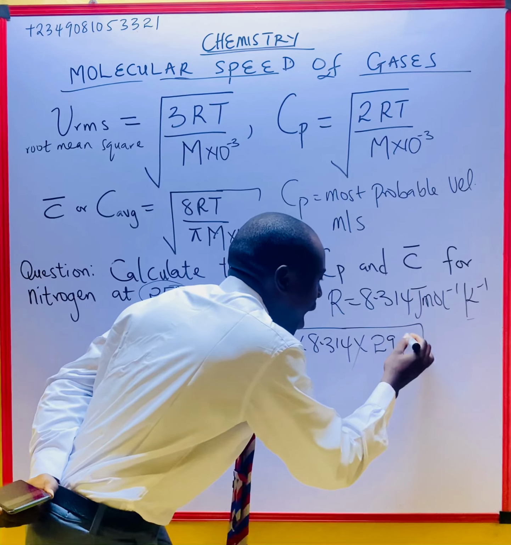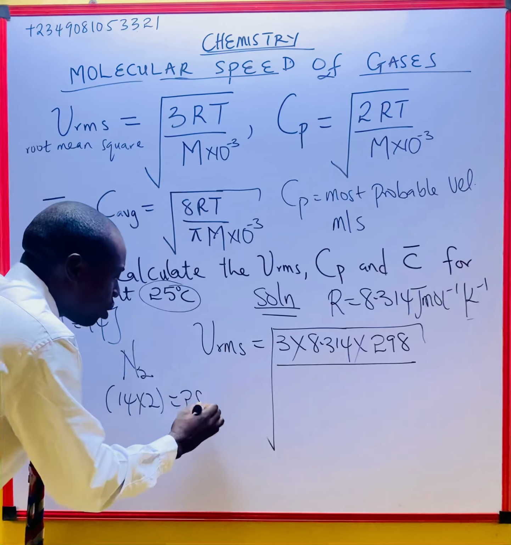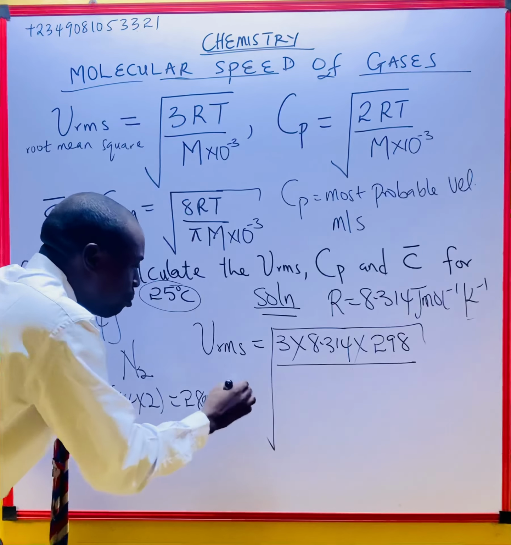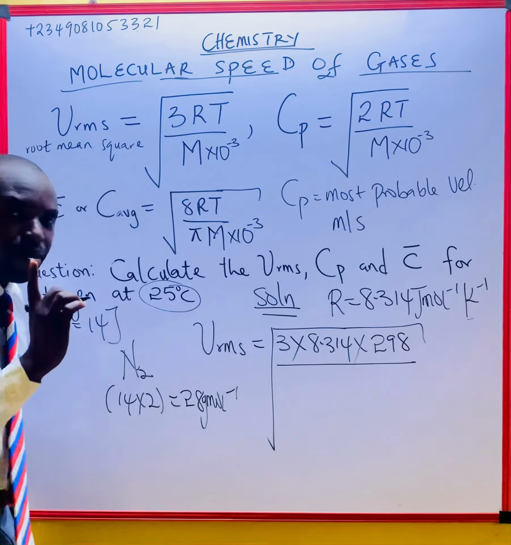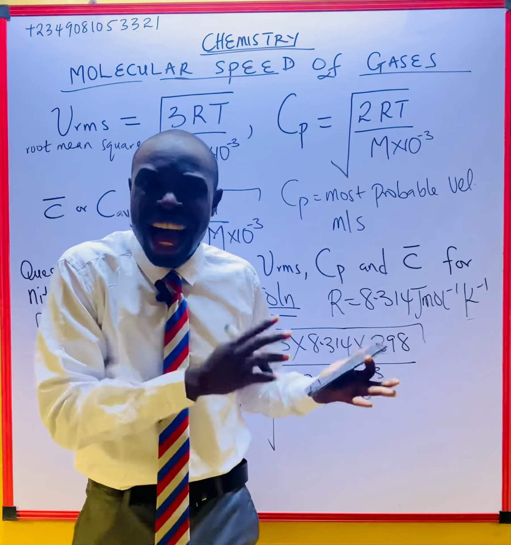Normally the atomic mass here is 14, but nitrogen is a diatomic gas. So it will be 14 multiplied by 2, which gives 28 gram per mole. Remember, I've told you before, this is the formula. It will be 28 times 10 raised to power minus 3. Take note, you must add this so that it is in kilogram per mole, and that is how it is solved.